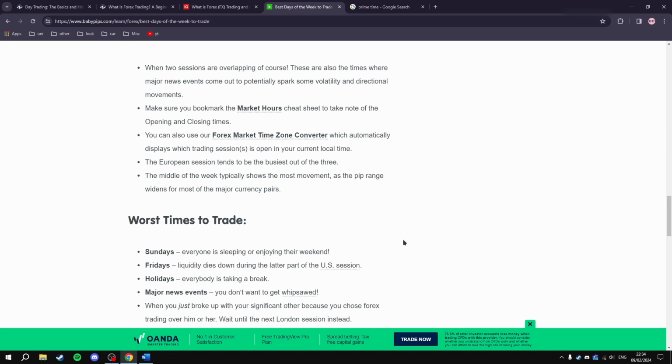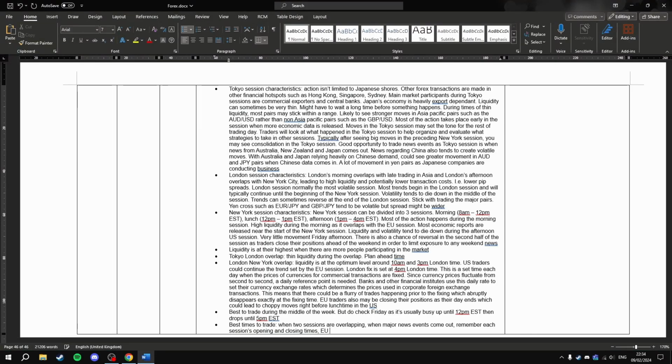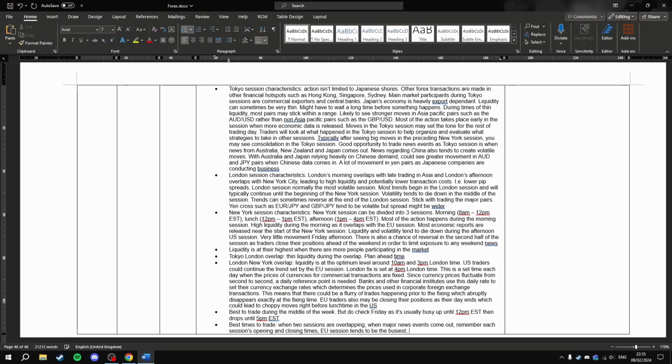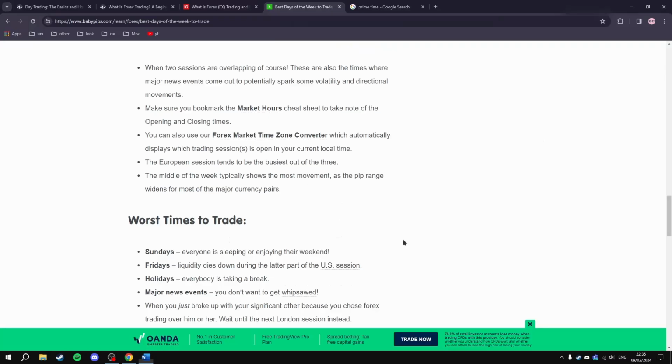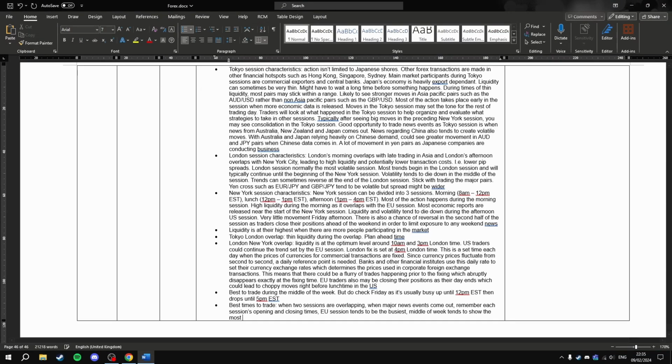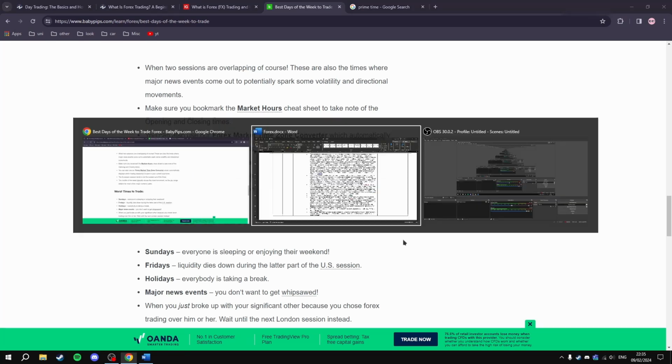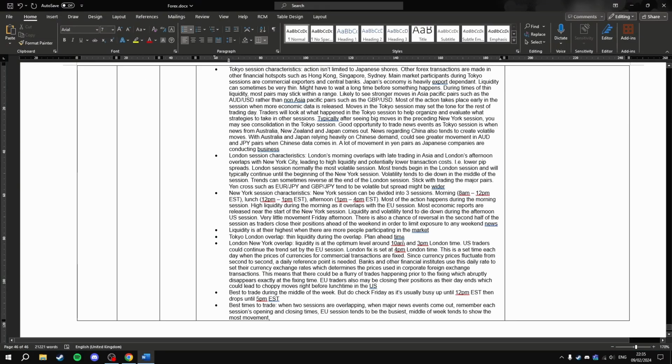The European session tends to be the busiest out of all three. The middle of the week typically shows the most movement, as the pip range widens for most of the major currency pairs. Let's trade Germany.